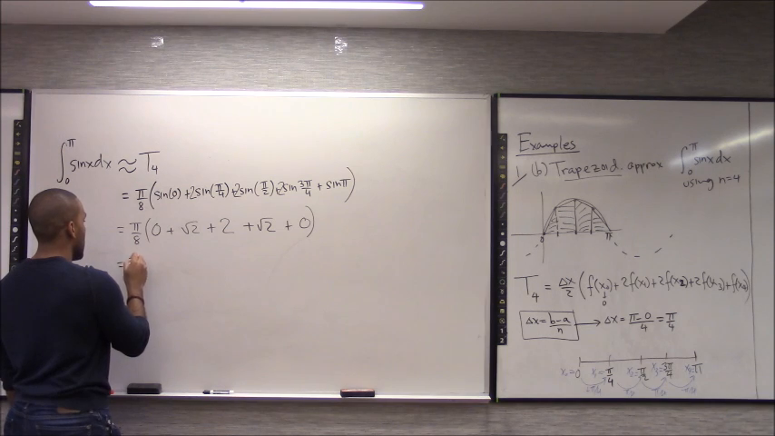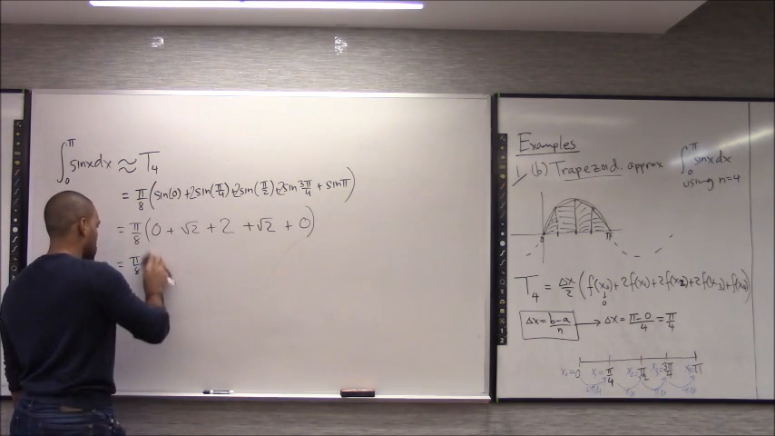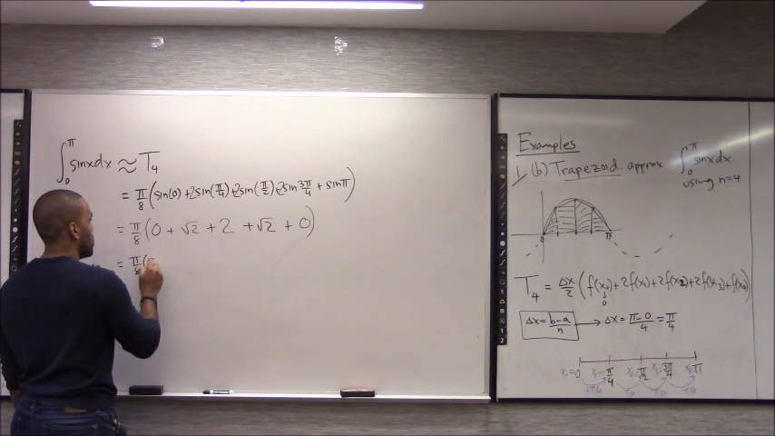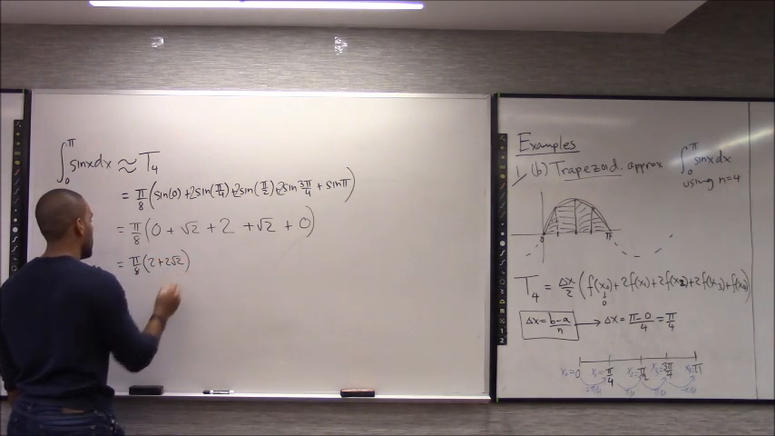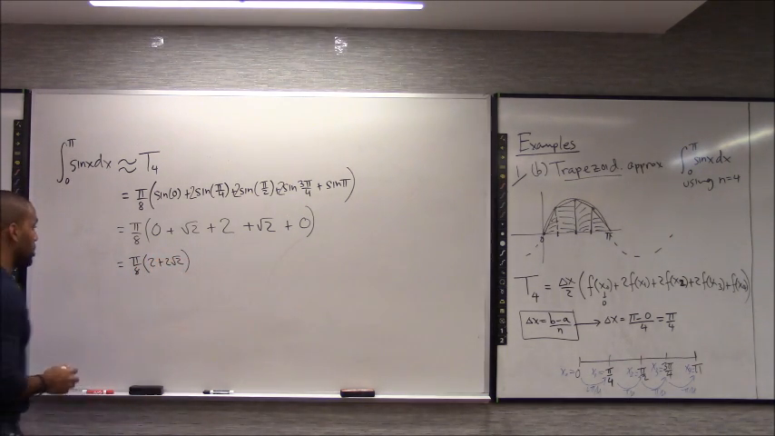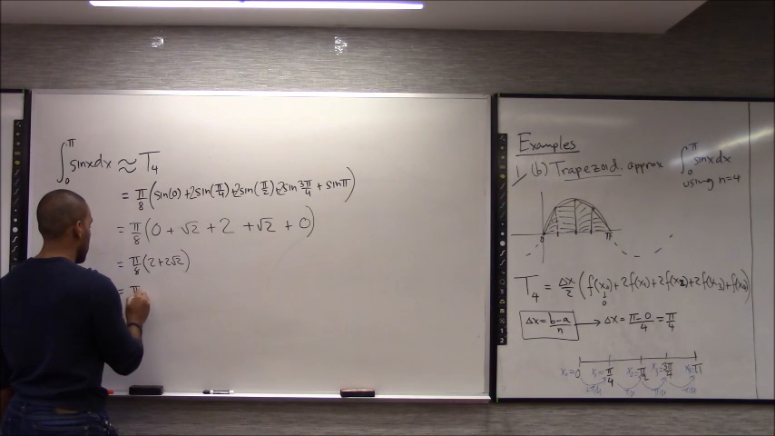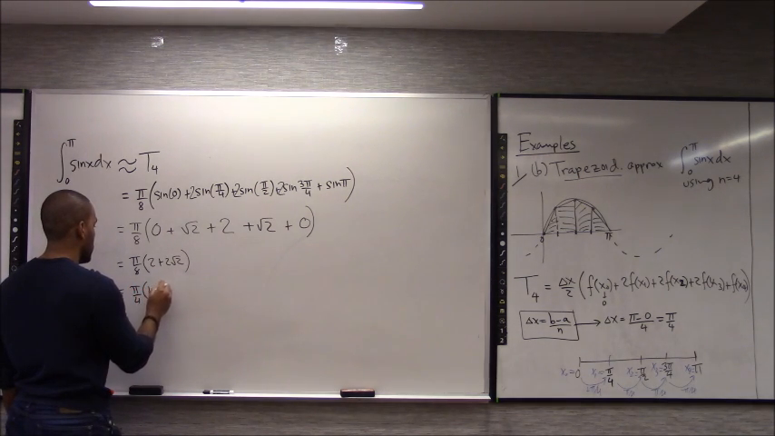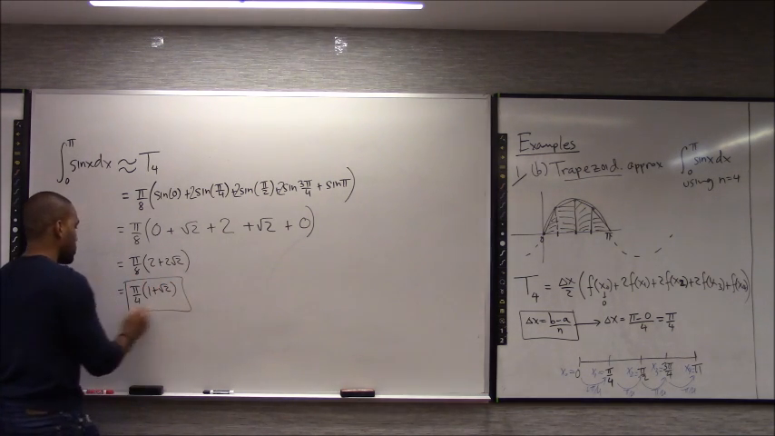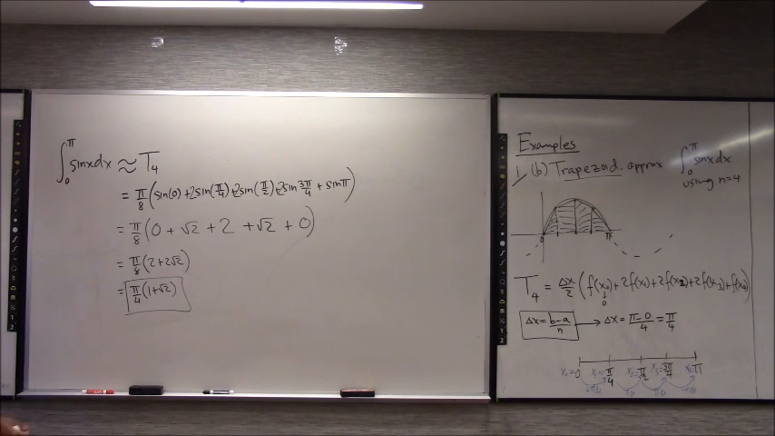So we end up with pi over 8 times 2 plus 2 rad 2. Could simplify it a little bit, or pi over 4 times 1 plus rad 2. So that's not the exact area, that is just an approximation of the area.